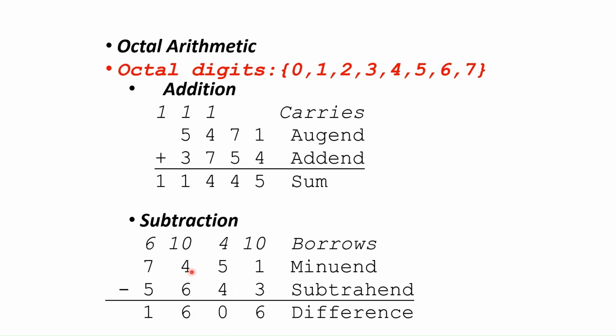Again, you cannot do 4 minus 6, so you have to take a borrow from here. So this 7 will become 6, and this 10 is 8. 8 plus 4 is 12. 12 minus 6 is 6. And then 6 minus 5 is 1.